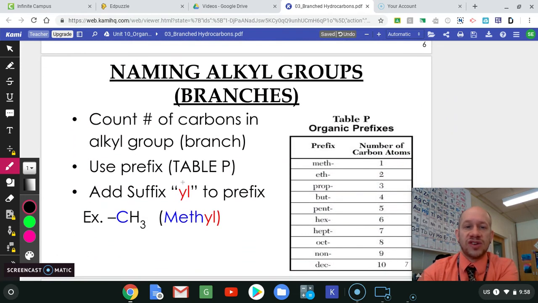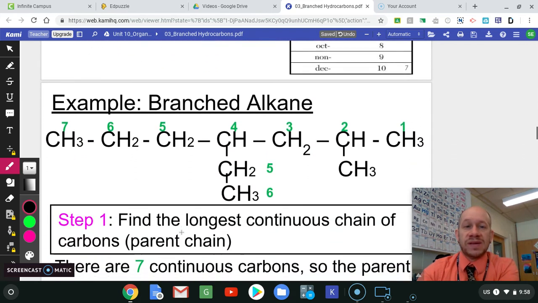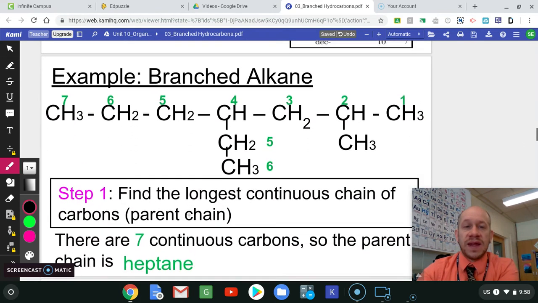So to name the alkyl groups, the branches, you count the number of carbons in the alkyl group or the branch, and you're going to use Table P to get the prefix. Then I'll add the suffix -yl to the prefix. So for example, one carbon will start with meth, which is one carbon, and then end in -yl for methyl. This is a methyl group if it's a branch. So here's an example. I'll walk you through the steps to name a branched alkane.